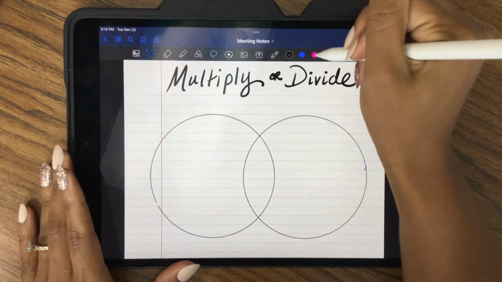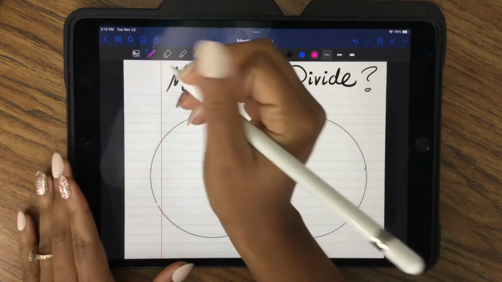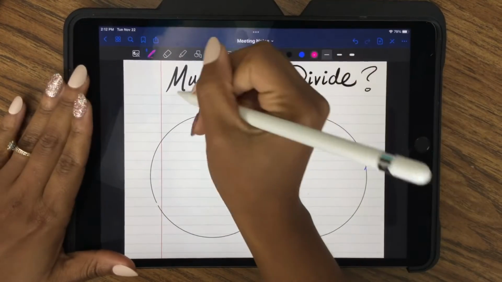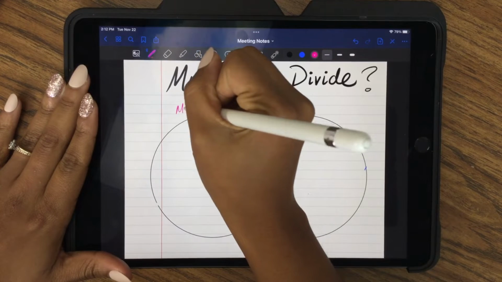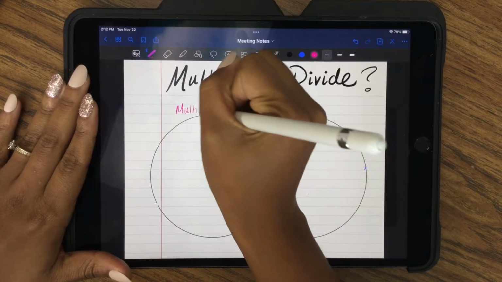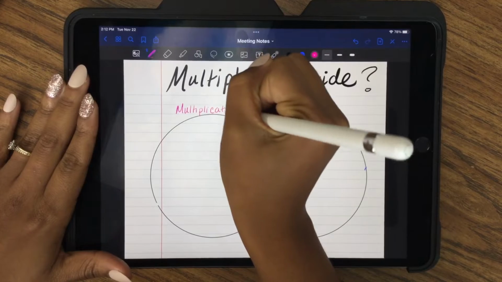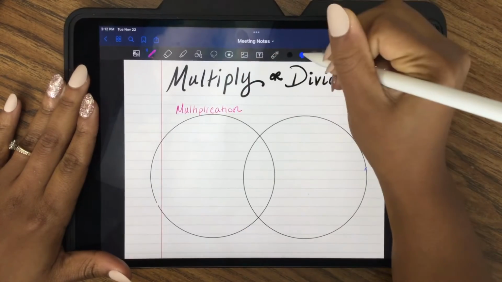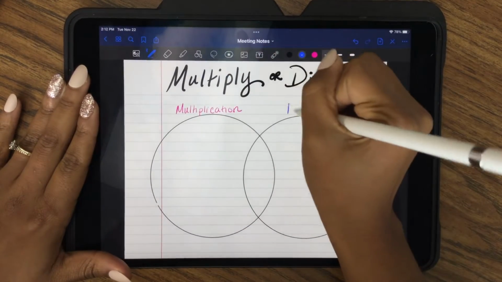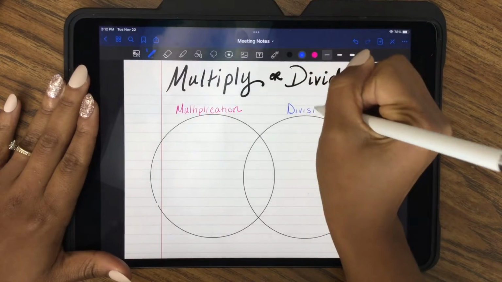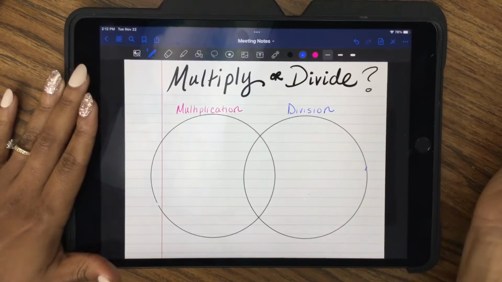And I like to kind of color code in my classroom. I color code a lot. The kids will tell you that multiplication is always pink. I don't know why, I just picked those colors. And then division is always blue. So we're going to keep with that consistency.